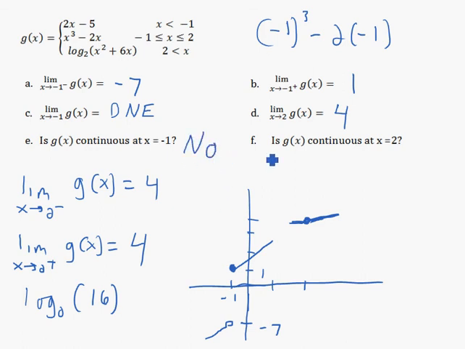Is g continuous at 2? Yes, because at 2, the function equals 4, because this is when x equals 2, you plug it in here and you get 4. And so that means there's a dot here, and the left side is approaching 4, and the right side is approaching 4. So we get this little thing going on here. It's continuous all the way through 4. It doesn't jump, it doesn't skip over anything. Yes.